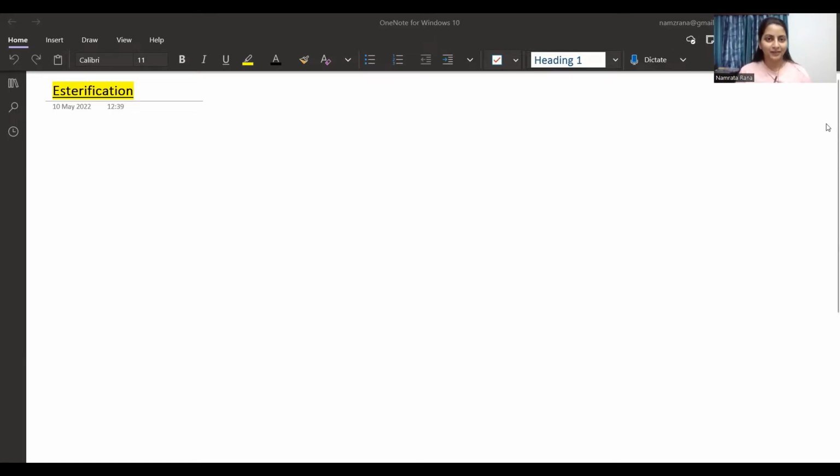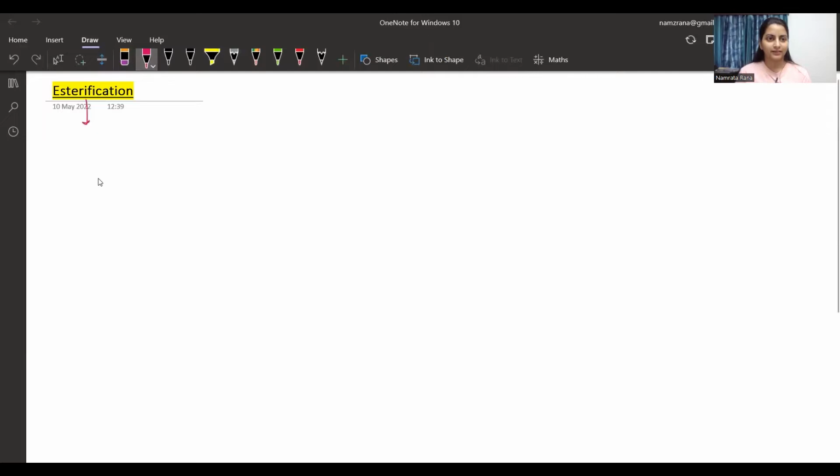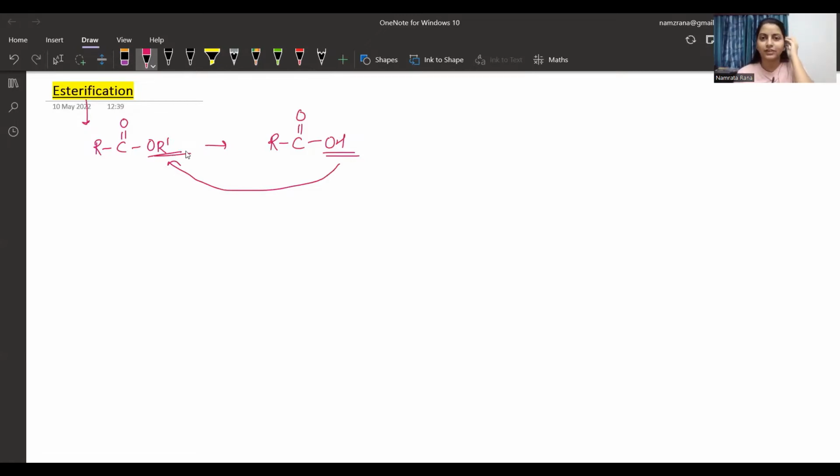So let's begin. Now the word suggests esterification. Ester is coming, right? What do you mean by ester? Ester is actually R, C, double bond, O, and R dash. Now this is actually a derivative of carboxylic acid. Everyone knows what is carboxylic acid. Now this OH is replaced by an OR dash group. Now in simple language, esterification is a reaction in which ester is formed from carboxylic acid and alcohol.